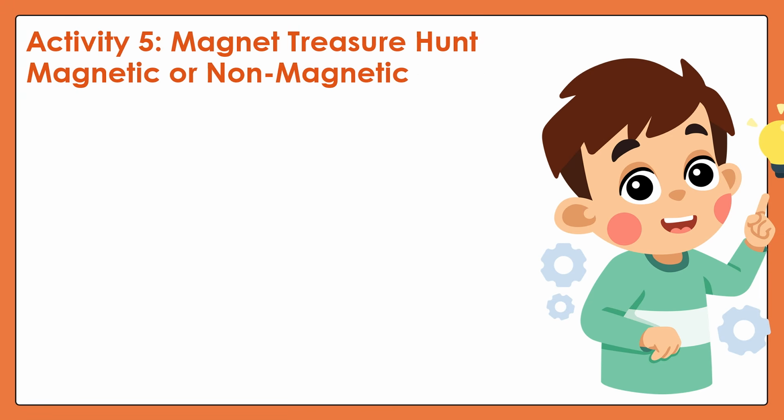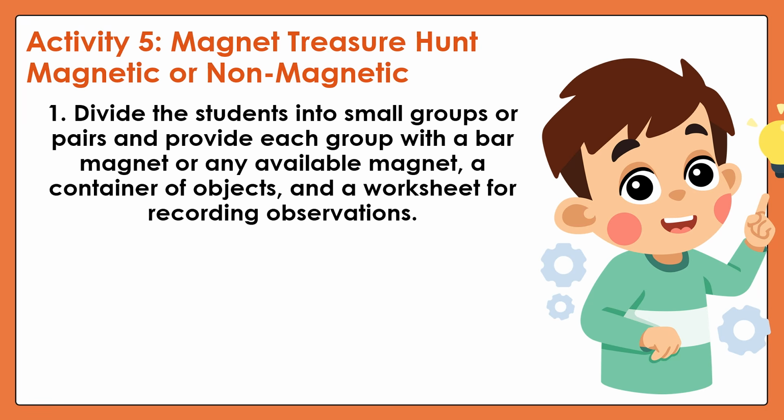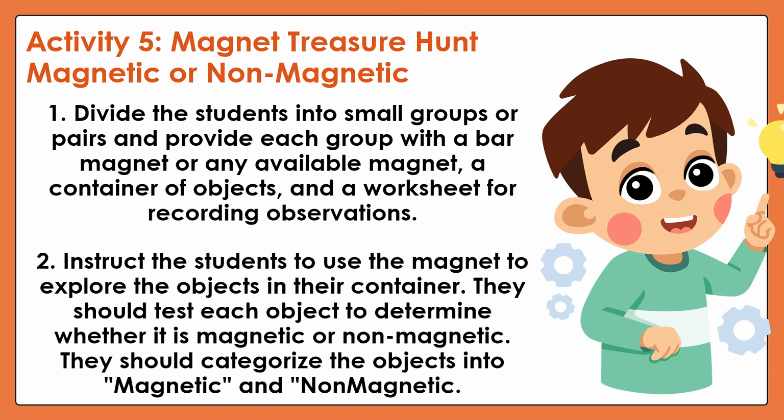Activity number 5, Magnet Treasure Hunt, magnetic or non-magnetic. First, divide the students into small groups or pairs and provide each group with a bar magnet or any available magnet, a container of objects, and a worksheet for recording observations. Second, instruct the students to use the magnet to explore the objects in their container. They should test each object to determine whether it is magnetic or non-magnetic. They should categorize the objects into magnetic and non-magnetic.